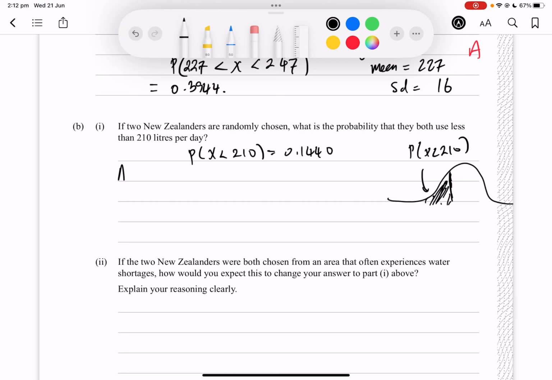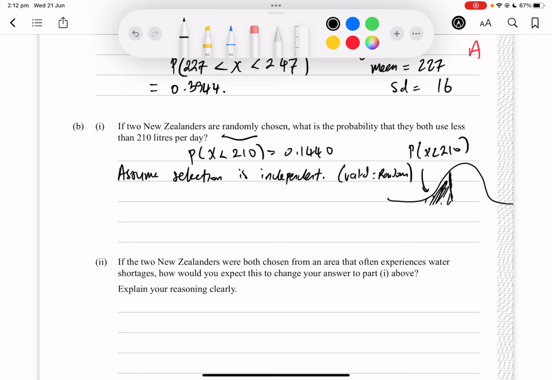So we're going to have to make a couple of assumptions here. So we're going to assume that the events are independent. So assume selection is independent. And when I say selection is independent, I'm just saying that the first randomly drawn New Zealander does not affect the second one. So therefore, if we choose the first New Zealander, for example, it's someone that saves water, that's not going to impact the probability of choosing someone that's going to be saving water or not saving water as the second person. So we're going to assume selection is independent, and it's probably valid because it's randomly chosen. So valid, random.